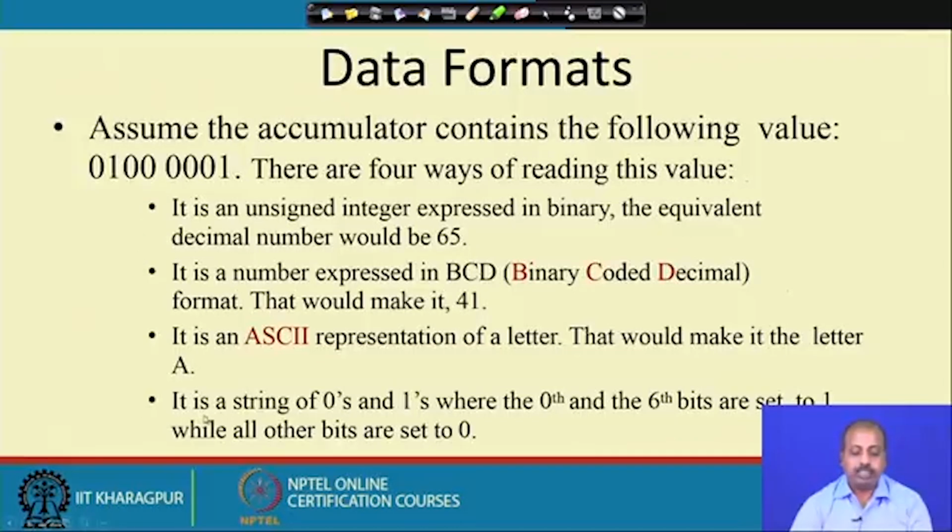If it is a string of zeros and ones where the 0th and 6th bits are set to 1 and all other bits are set to 0, then if you just take it as a bit string, I can say this is a bit string where only these 2 bits are 1 and the rest of the bits are 0. So, this way interpretation varies from the human understanding point of view, but as far as the microprocessor's understanding is concerned, it is nothing but a bit string only.